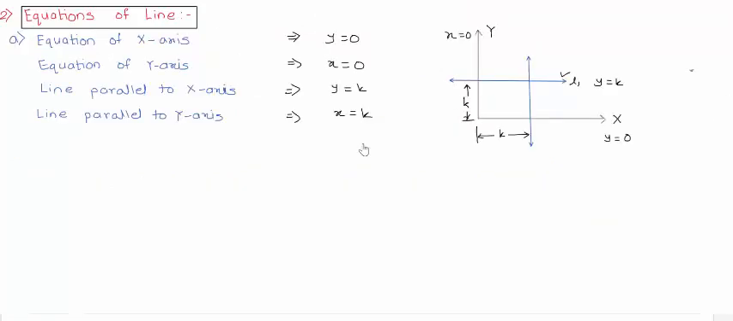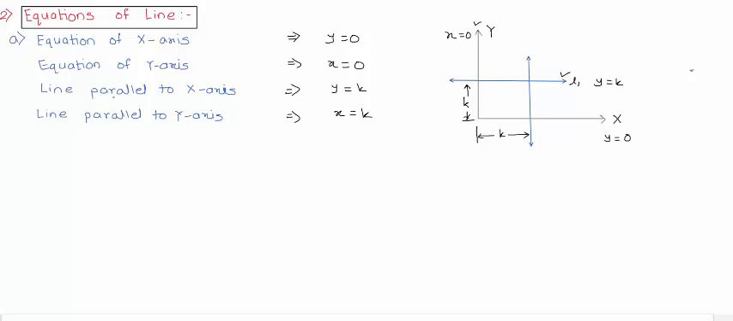Okay students, now the second pointer is equations of line. The first in equations of line are standard lines. For example, equation of x-axis. Now as you can see in the diagram, equation of x-axis is y equal to 0. Okay, the second is equation of y-axis. Equation of y-axis is x equal to 0 because every point on y-axis has x coordinate 0.